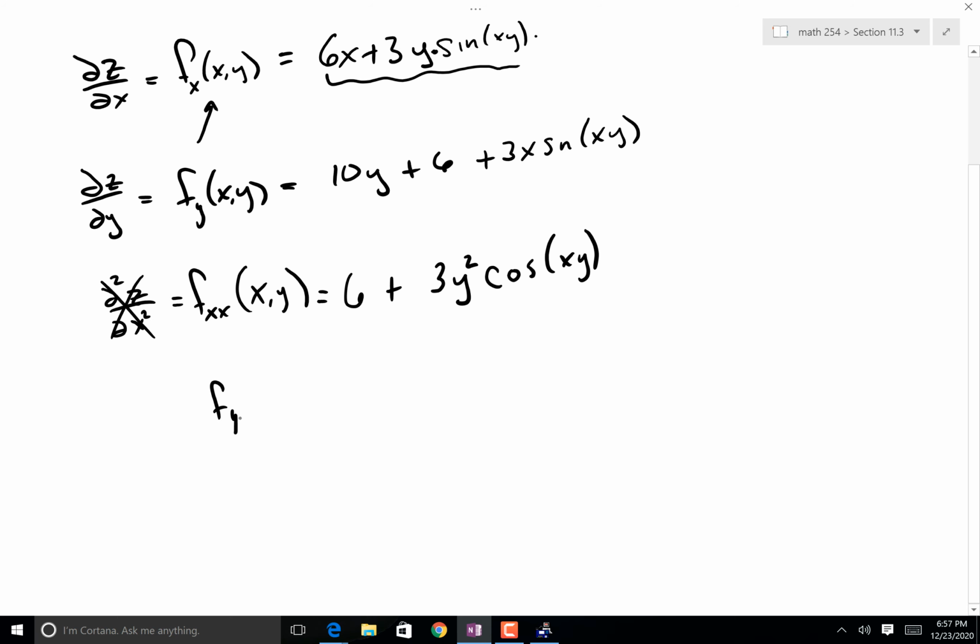Now let's do the second partial of y with respect to y. So the second partial with respect to y is going to be 10. That goes away. Remember, x is a constant. So this is simply going to be 3x cosine of xy times the derivative of the inside with respect to y. So it's going to be just an x left over. And there you go. Piece of cake. In terms of how they are done, they are pretty easy.